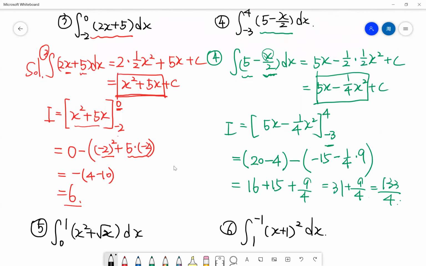Guys, pay attention to this step here. When you calculate an indefinite integral, you cannot write an equal sign here. That would mean this definite integral equals this indefinite integral. That is not correct. You can calculate this indefinite integral separately, or you can use the formula directly as this part.